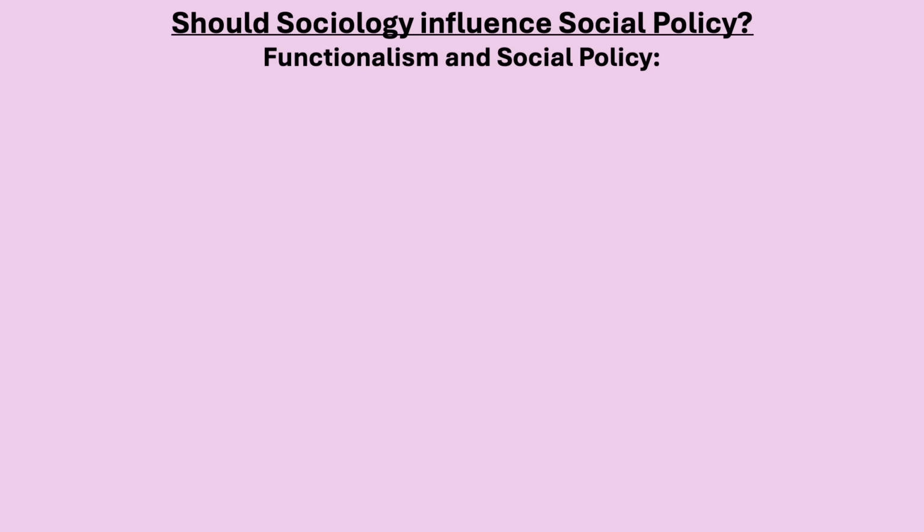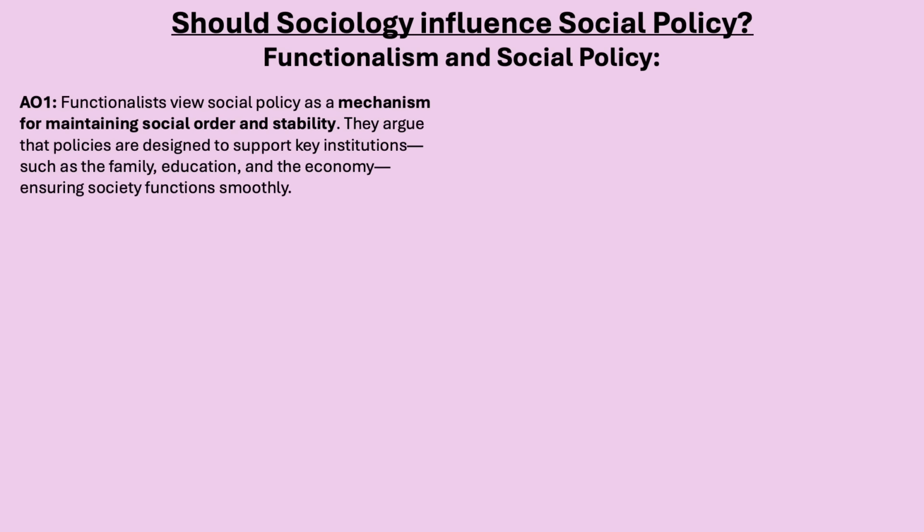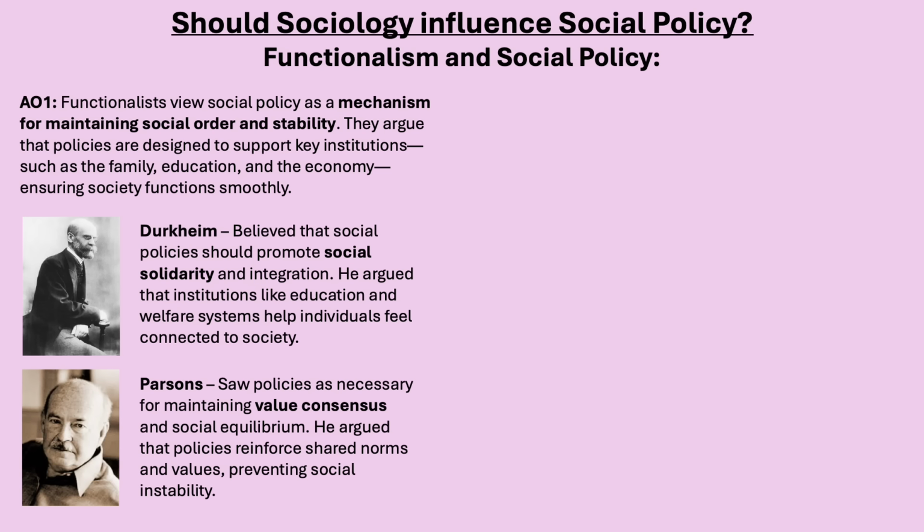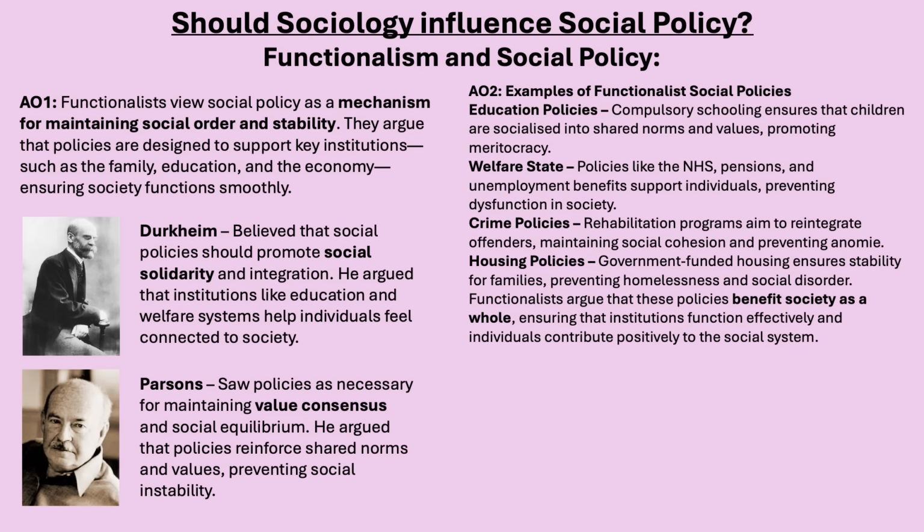So, what would functionalists say about social policy? Well, functionalists view social policy as a mechanism for maintaining social order and stability. They argue that policies are designed to support key institutions such as the family, education, and the economy, ensuring that society functions smoothly. Durkheim believed that social policy should promote social solidarity and integration. He argued that institutions like education and the welfare system help individuals feel connected to society. Parsons saw policies as necessary for maintaining value consensus and social equilibrium. He argued that policies reinforce shared norms and values, preventing social instability.